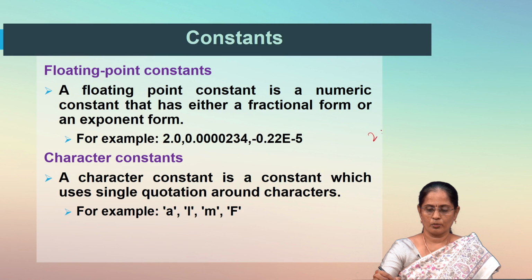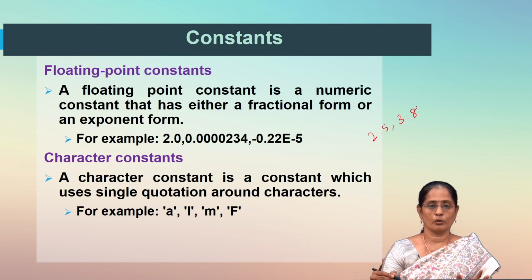Then the next category is floating point constants. Floating point constants include numerical values represented in fractional form or exponential form. If it is in the fractional form, it can be 2.5 or 3.8.